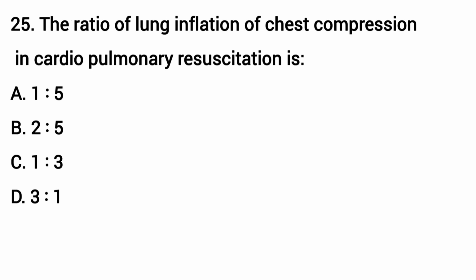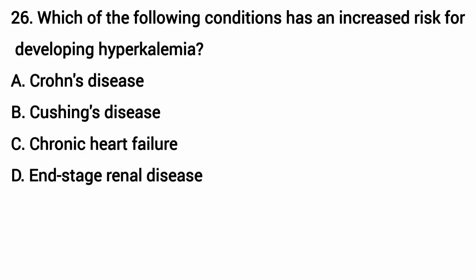The ratio of lung inflation to chest compression in cardiopulmonary resuscitation is. Answer is C. 1:3. Which of the following condition has an increased risk for developing hyperkalemia? The answer is D. End stage renal disease.